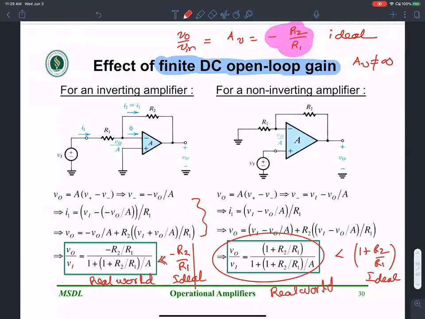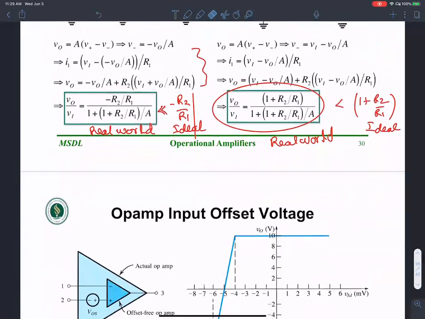On the right is a non-inverting amplifier. On the left is an inverting amplifier. So the effect of finite DC open loop gain is that the overall closed loop gain is smaller than the ideal scenario. There are a few other non-ideal effects.